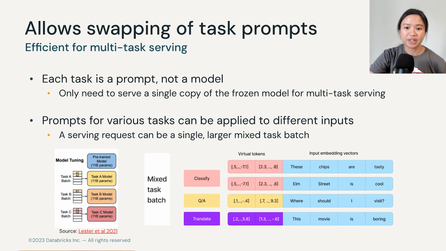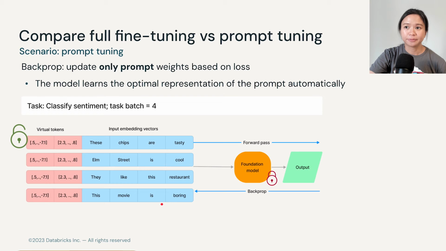The other benefit is that the model can now process a single, larger mixed task batch. And the task batch over here can consist of multiple requests. You can see now it not only has sentiment classification, but it can also take in a Q&A request or a translation request. And the variety of tasks that is captured in a batch is what we call a mixed task batch.